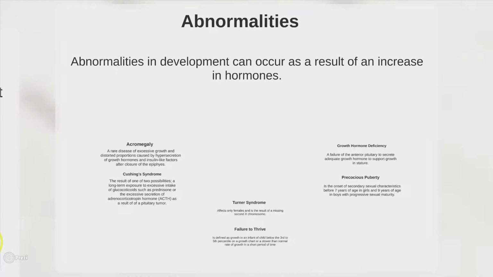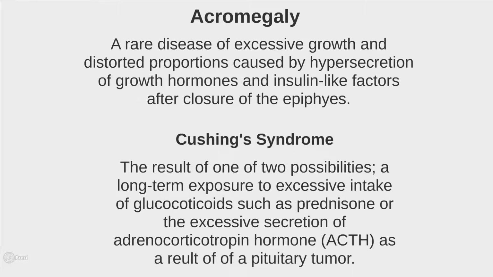Abnormalities in development can occur as a result of an increase in hormones. Some of the more commonly occurring abnormalities you may encounter include acromegaly, a rare disease of excessive growth in distorted proportions caused by hypersecretion of growth hormones and insulin-like factors after closure of the epiphyses. Cushing's syndrome is the result of one of two possibilities: either a long-term exposure to excessive intake of glucocorticoids such as prednisone, or the excessive secretion of the adrenocorticotropin hormone, ACTH, as a result of a pituitary tumor.